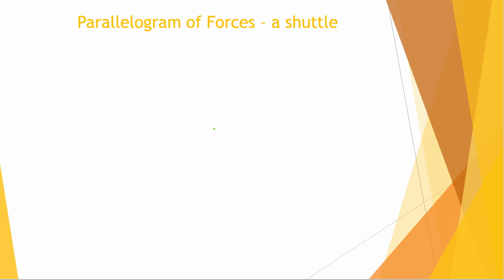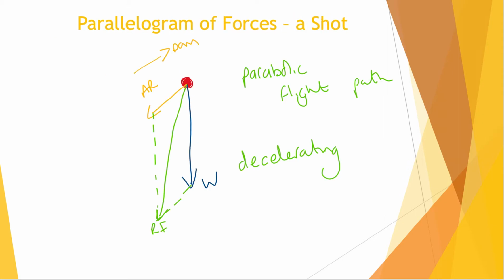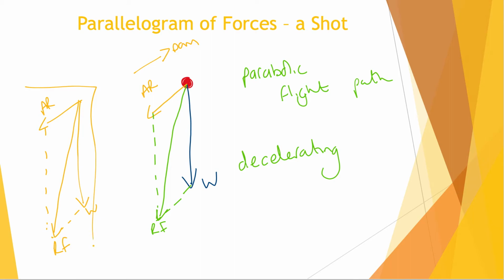Let's think about a parallelogram of forces diagram for a shuttle then. And by the way, we don't have to actually draw the shuttle in. So your parallelogram of forces diagram would just really look like this: air resistance, weight, a broken line, and your resultant force. Okay, and that really is your parallelogram of forces diagram.